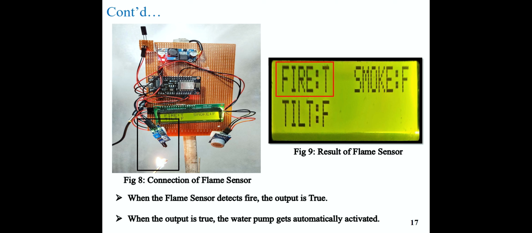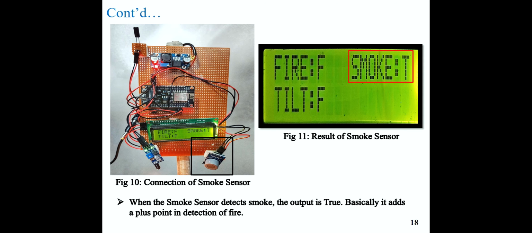This photo shows the interfacing of the flame sensor with the Node MCU and LCD display. Here the flame sensor detects fire, so the output is true. This photo shows the interfacing of the smoke sensor with Node MCU and LCD display. When the smoke sensor detects smoke, the output is true, as you can see in the images.